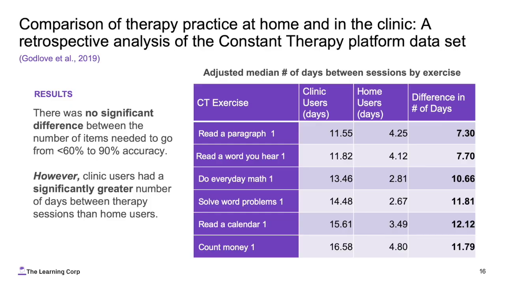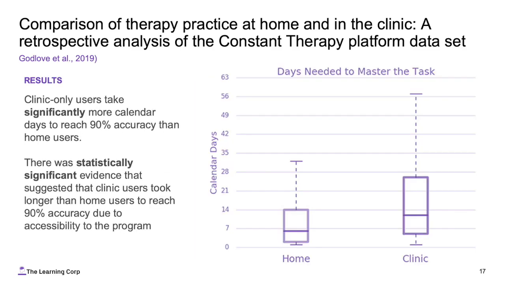And you can see this in examples shown in the table. It shows the median number of days between sessions by exercise with the difference in days in that last column. And this chart is showing the average number of days needed to master a task. The in-clinic users were just about 14 days and the home users were just about 7 days. And also to comment on other factors like chronicity and age, the analysis found that patients were still making improvements to their functioning as much as 2 years after the stroke, and nearly a third of the users were aged 71 and over.